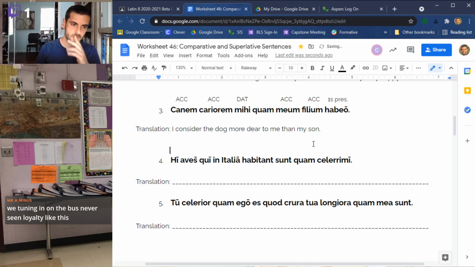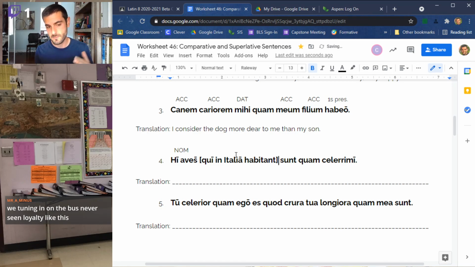Here in number four, this is my subject, hae aves, these birds. This is a preview of next week. This word qui, as we said in class, it's who, or it's which, or it's that. Basically, I'm about to get some more information about those birds. So these birds, hae aves, oops, long marks.